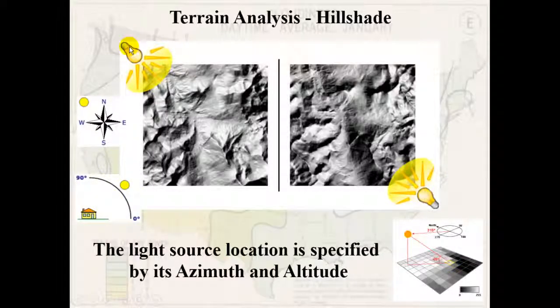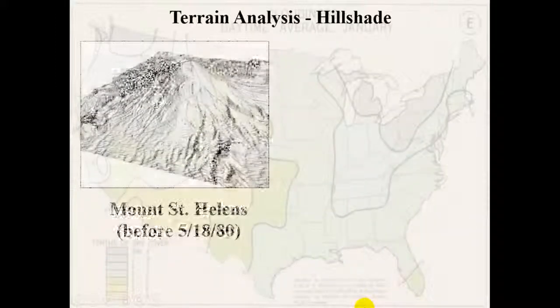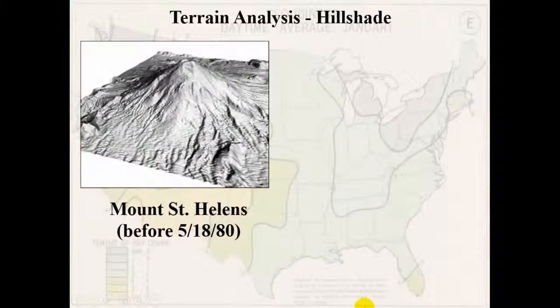So if you move the sun up, you're going to get brighter cells because more are going to be illuminated. You move it down, a lot more of them will be shaded. And when you move it around the compass, different aspects of the terrain are illuminated. So it's a good way to visualize terrain. The raster itself looks like this with just values for each cell, just like all rasters do. Here's an example of Mount St. Helens before the 1980 eruption.